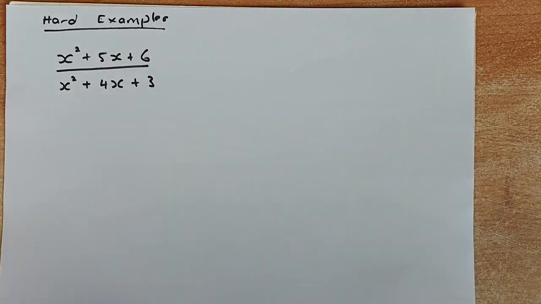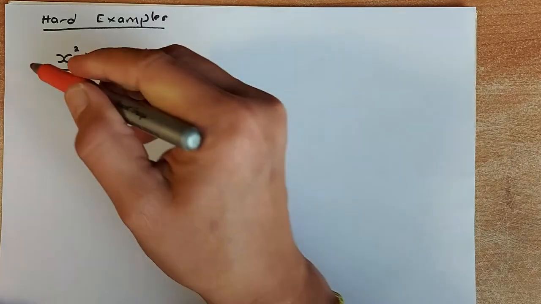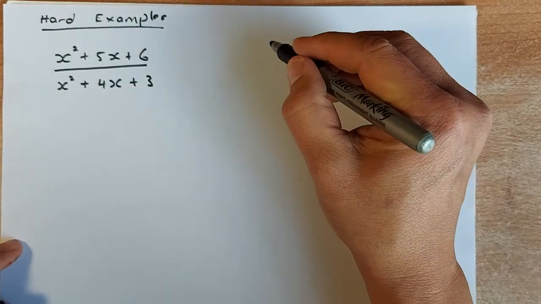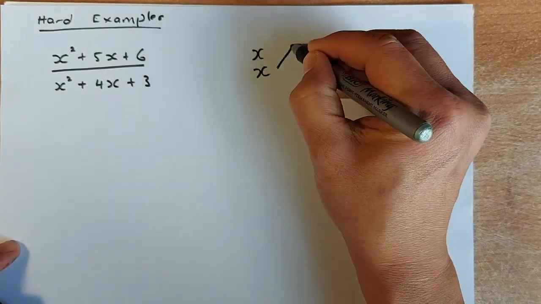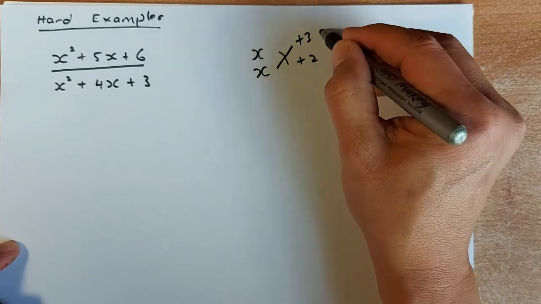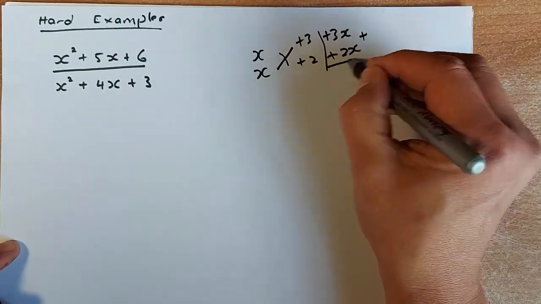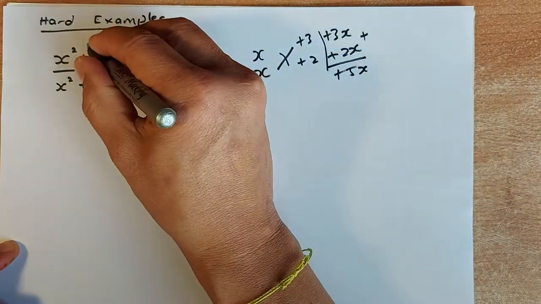Your job is to simplify that. Again, most people will take the easy way out, just cancel the x squared, which is not right. Okay, so the first thing you do when you have an algebraic fraction, you need to factorize the numerator and factorize the denominator. If you factorize the numerator, the x's are going to be plus 3 and plus 2. That will be 3x and 2x, and when you add them up, you get 5x. So that's what you get in the middle.